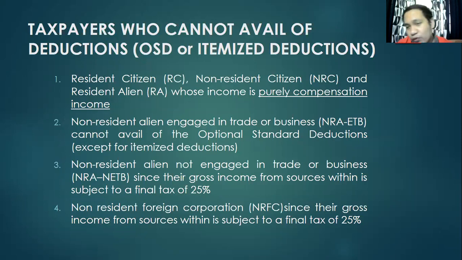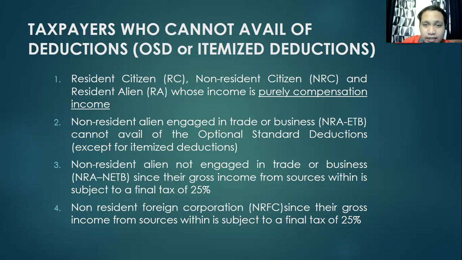So before we proceed to that discussion, we have to identify sino ba yung mga hindi pwede mag-avail ng deductions, whether it is an optional standard deduction or OSD or itemized deduction. So we have number 1, resident citizen, non-resident citizen, and resident alien whose income is purely compensation income. So ito yung sinasabi ko sa inyo kanina. Kapag ikaw ay ang income mo is purely dahil lang sa trabaho mo, di ba? You cannot avail of these deductions.